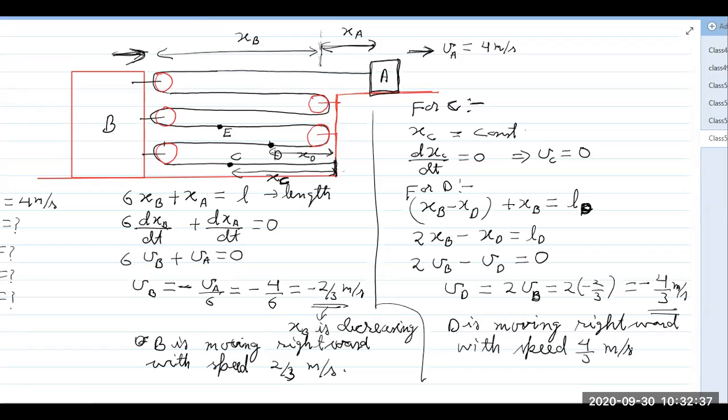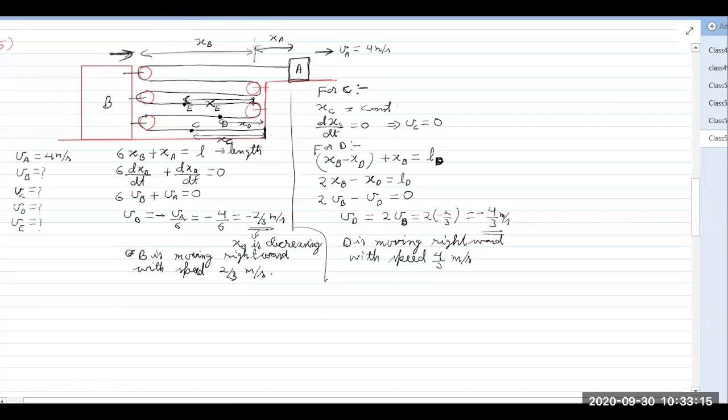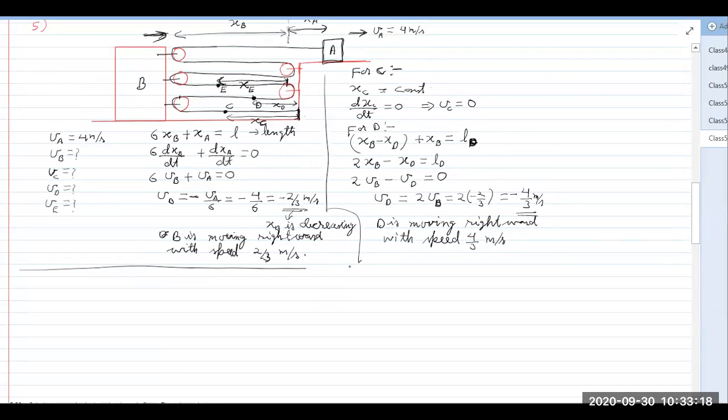So this is for point D. For point E, again I am writing the distance from a fixed point, that is XE, from here to here. Now the total length from point E up to the end point: this will be XC here, then XB, then again XB. So the total length up to point E will be XB here, and then XC.